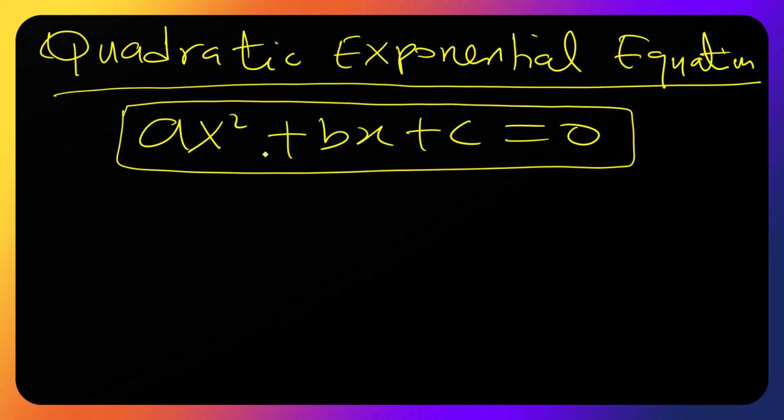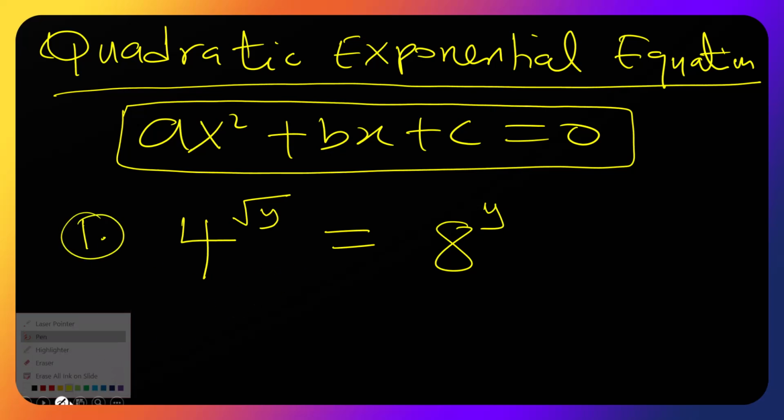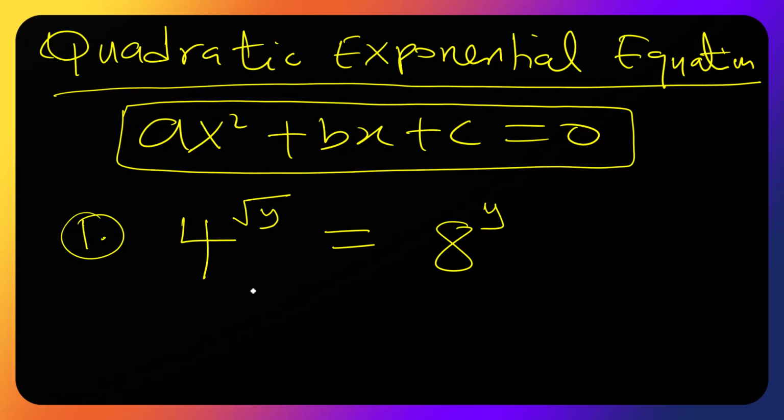So let's observe this. An equation like 4 raised to square root of y equals 8 raised to y. So how do we solve for this? Let's be very careful here. Remember in our previous video, we said before we can make this possible, we have to make sure the bases are the same. But this side is 4 and this side is 8. So how do we change the bases?